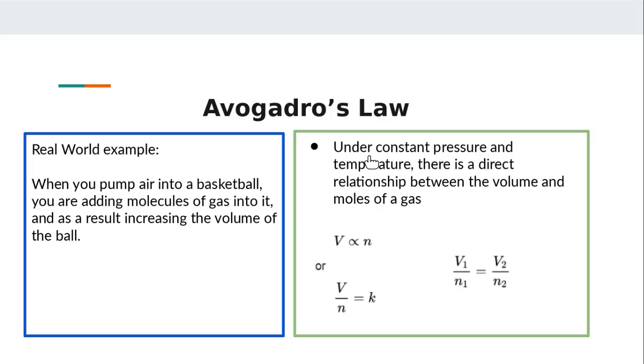Simple enough. So the official definition, under constant pressure and temperature, there is a direct relationship between the volume and the moles of gas. So if you increase the moles of gas, your volume is also going to increase. So that's what this equation shows us right here. And when you divide the volume by the moles, you have a constant number, assuming you're at constant pressure and temperature. So at constant pressure and temperature, we can write this equation to figure out how the change in volume or the change in moles may affect the other variable. Cool? All right.